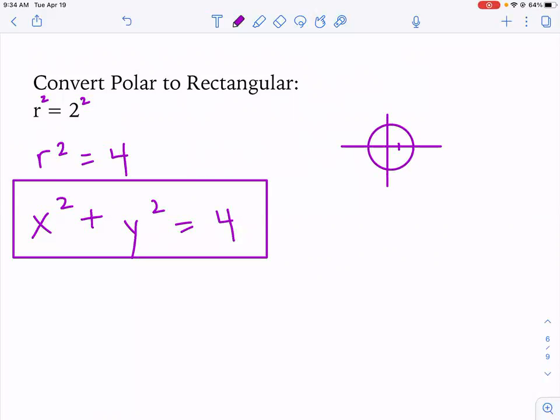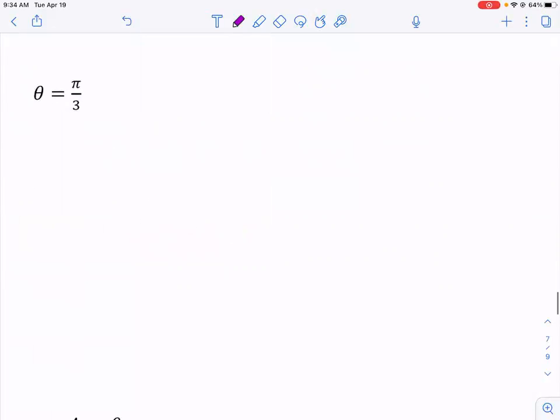So it looks like a circle with radius 2. All right. Theta equals pi over 3. If theta is always pi over 3, what does that look like? The angle is always pi over 3, no matter what r is. What does that look like?